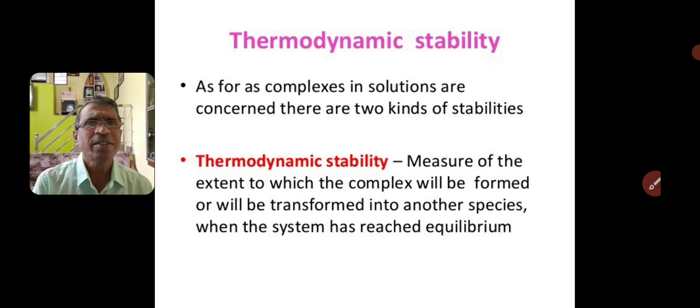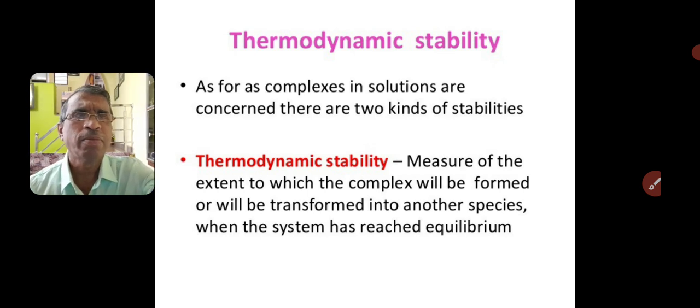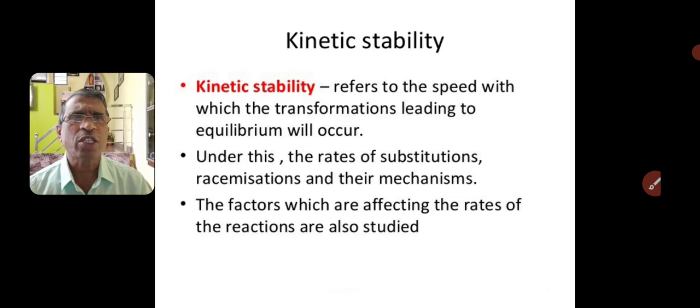Coming to this slide, that is thermodynamic stability. As far as complexes in solutions are concerned, there are two kinds of stabilities. One is thermodynamic stability, another one is kinetic stability. Thermodynamic stability is a measure of the extent to which the complex will be formed or will be transformed into another species when the system has reached equilibrium. Kinetic stability refers to the speed with which the transformations leading to equilibrium will occur. Under this, the rates of substitution, racemization, and their mechanisms, and the factors which are affecting the rates of reactions are also studied.